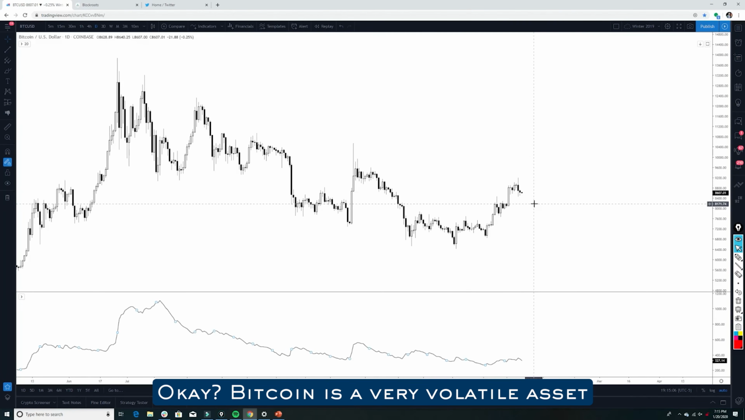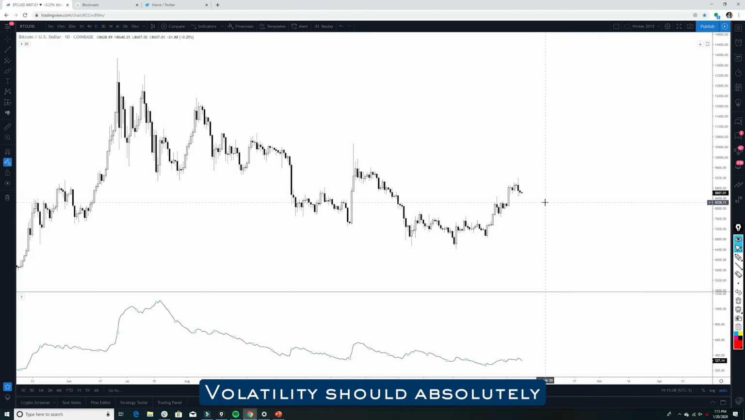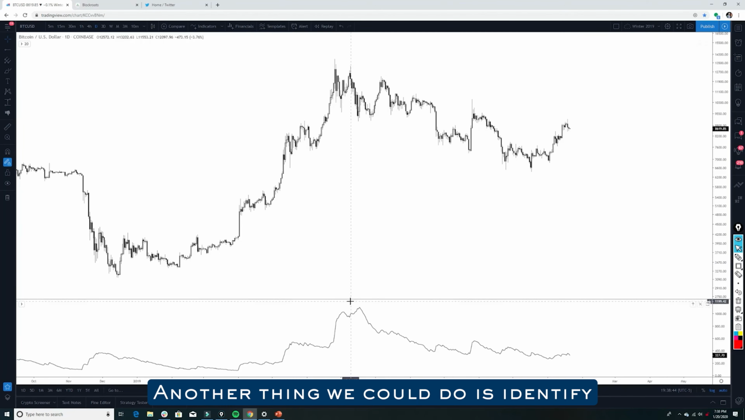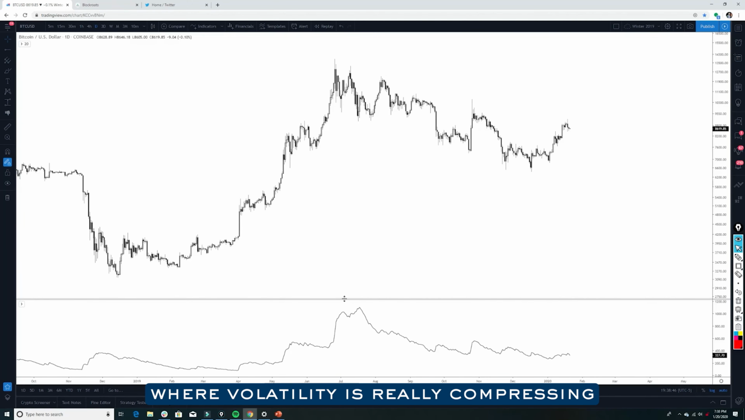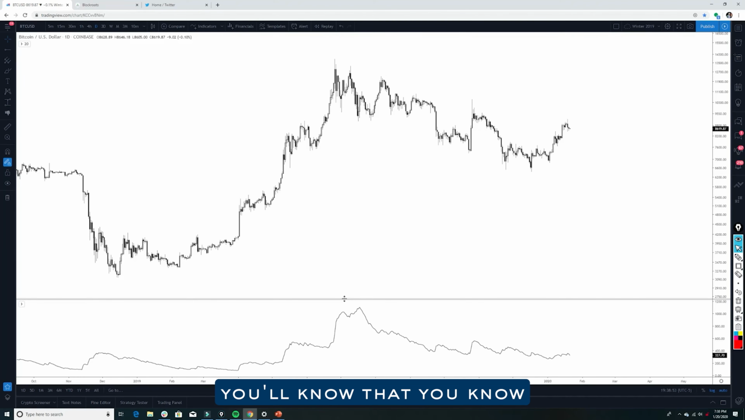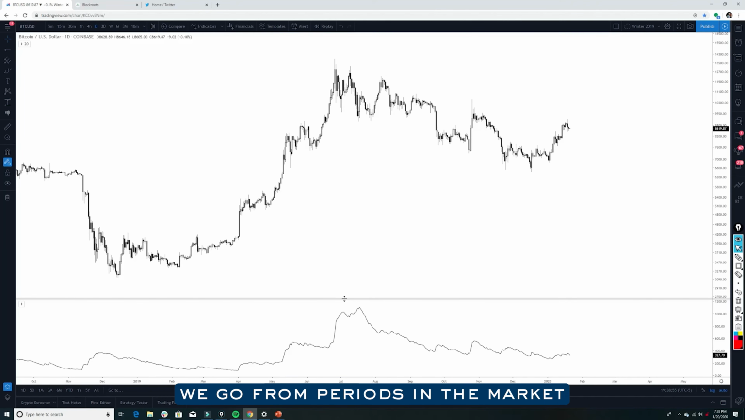Okay, Bitcoin is a very volatile asset. Volatility should absolutely be taken into account. All right, another thing we could do is identify where there are those periods where volatility is really compressing. So if you watch the roadmap video on volatility compression, you'll know that we go from periods in the market where there's contraction and compression of volatility to expansion.